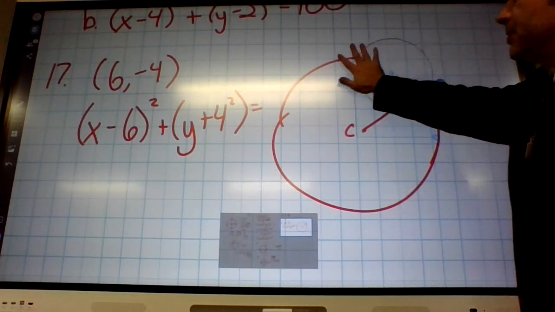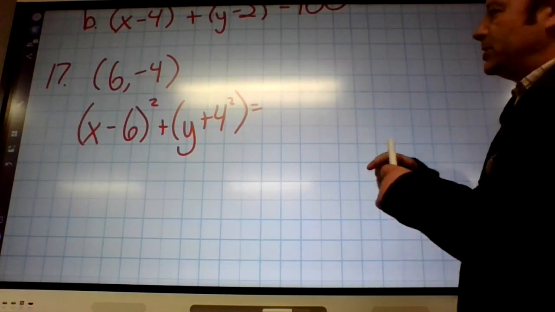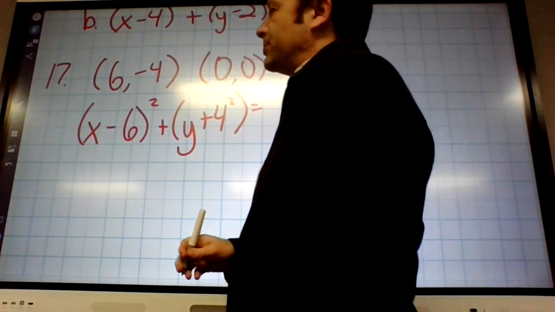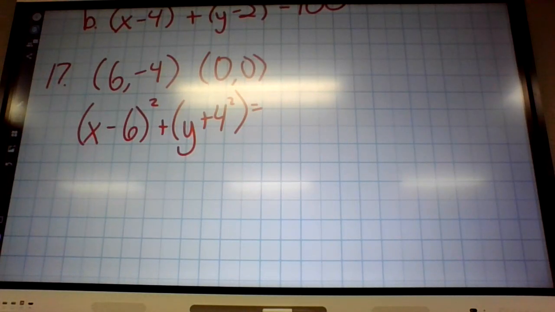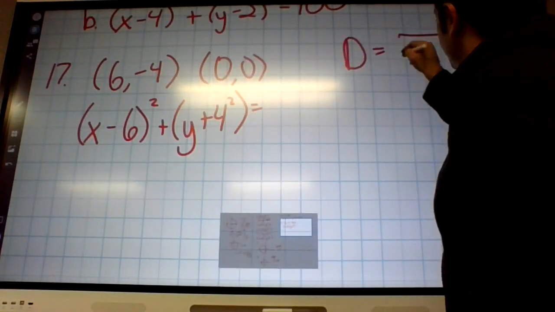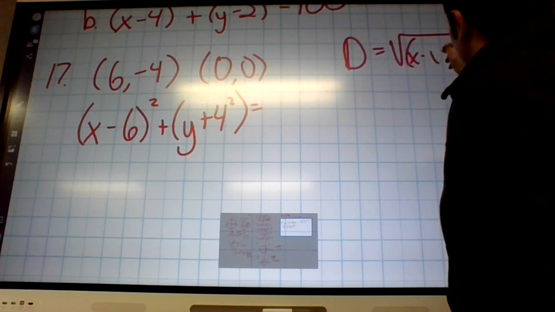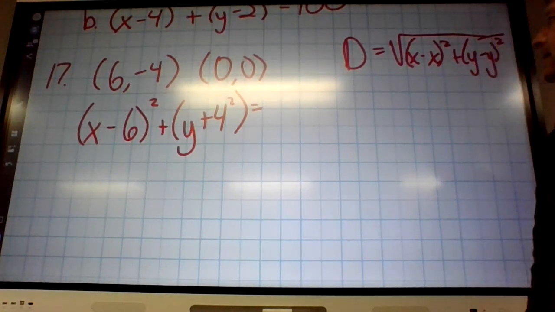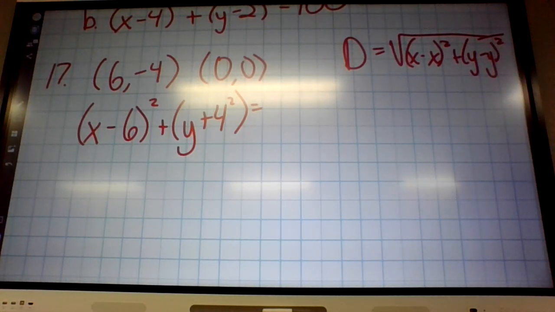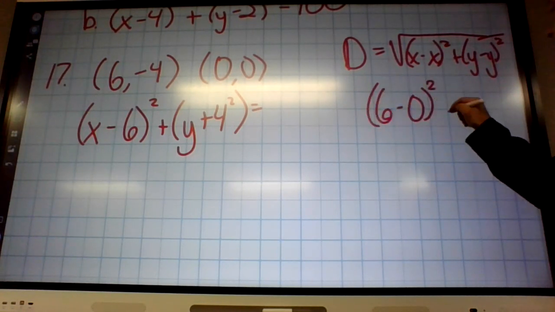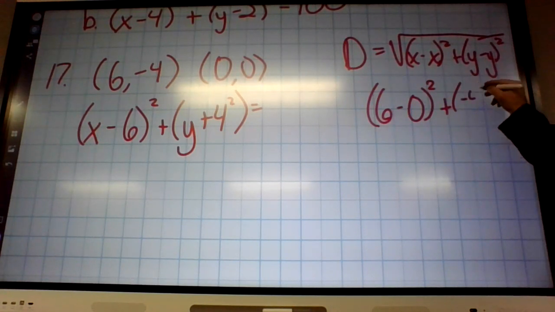Now, the radius is going to be the distance between 6, negative 4, and 0, 0. So I'm going to put 6 minus 0 squared plus negative 4 minus 0 squared. So it's for the video, people can't see: it's x minus x squared plus y minus y squared. Okay, that'll give us the distance of the radius. So x would be 6 and 0, and the y's are negative 4 and 0.